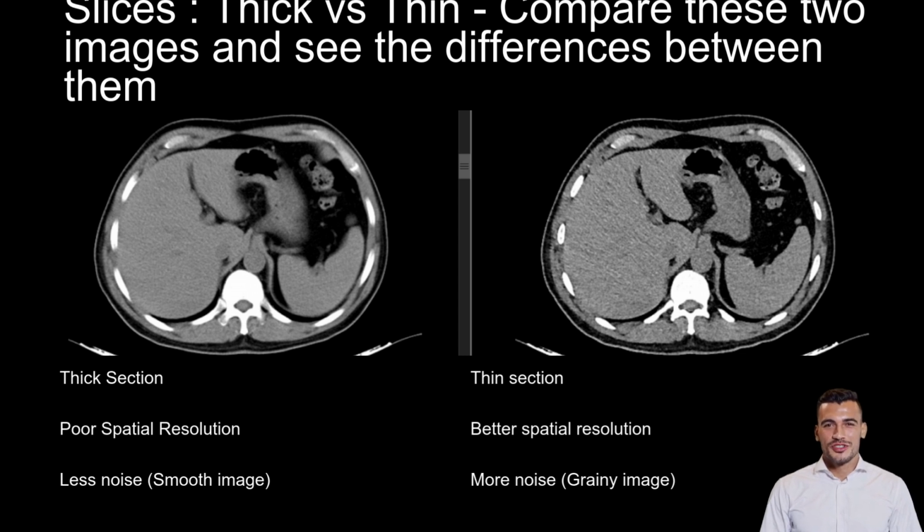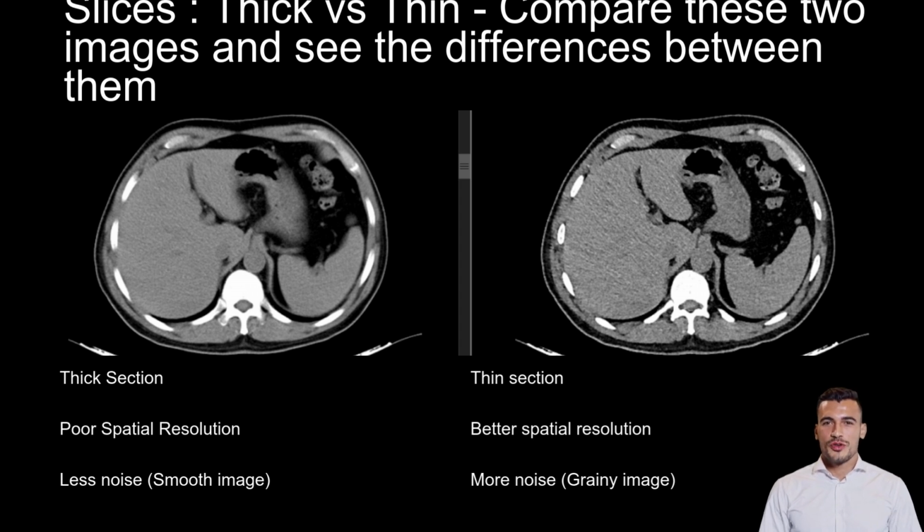See these two images. The image on the left appears smoother, whereas the image on the right appears more grainier. However, if you focus, you'd realize that spatial resolution of the image on the right is much better. You can see how the stomach wall is much better defined in the right image than in the left one. If you cannot recognize stomach for now, it's okay. The image on the left is thick section image.